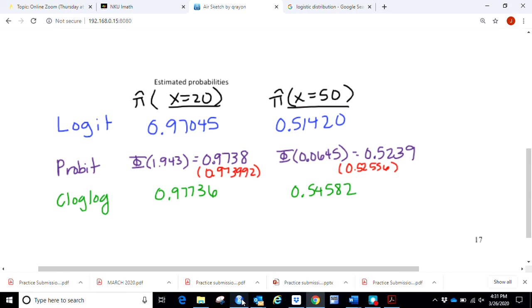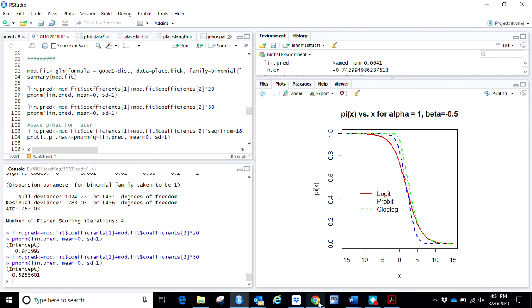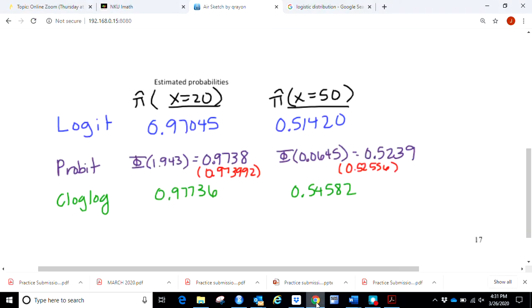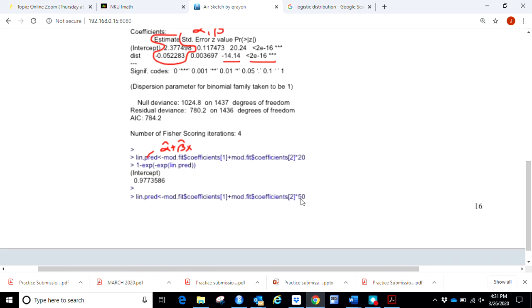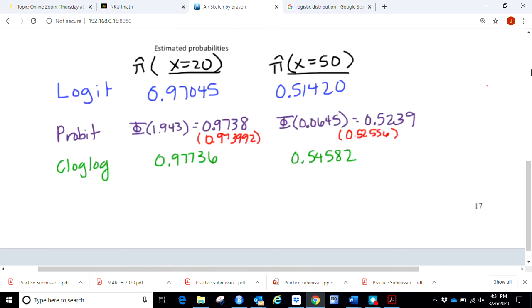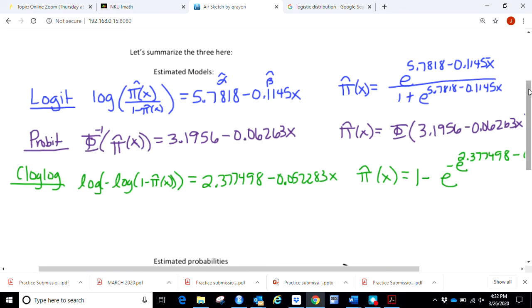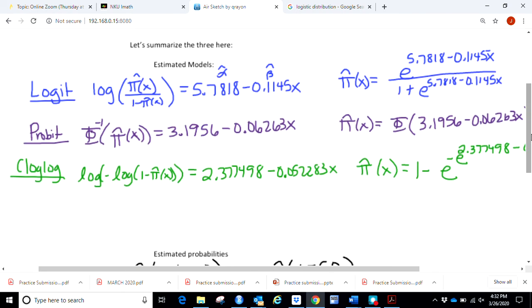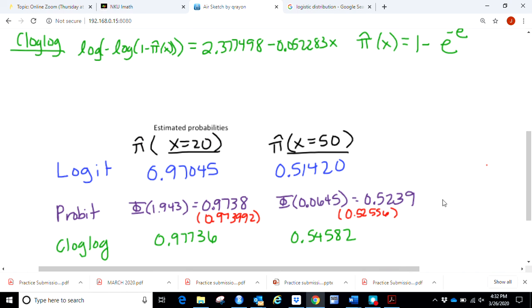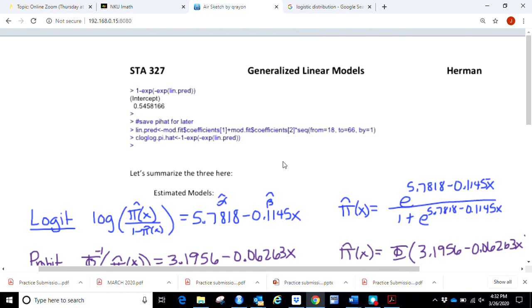And then I can do the exact same thing, changing my distance from 20 to 50, which continues on the top of the next page here. Sorry for all my scrolling. Giving me about 0.5458166. So pretty close to what we found when we did it by hand as well. So I can use R to help me find those predicted values.